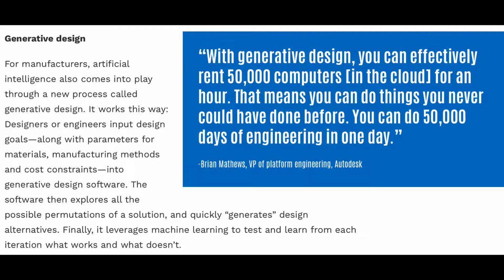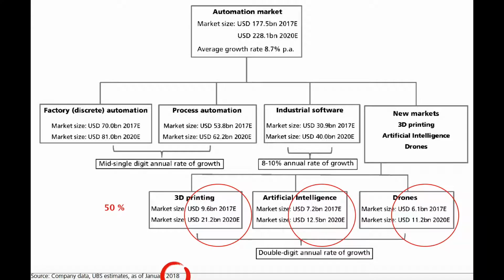This is already today possible. With generative design, you can effectively rent 50,000 computers in the cloud for an hour. That means you can do things you never could have done before. You can do 50,000 days of engineering in one day. That is, in CAD works, of course, possible already today, but with quantum computing, anybody can probably do that on their computers. This is the UBS Bank recommendation.